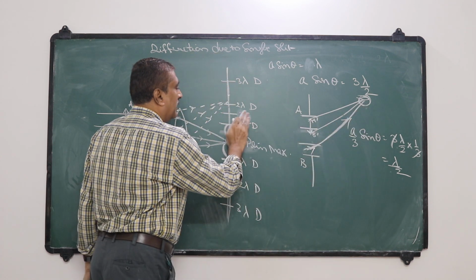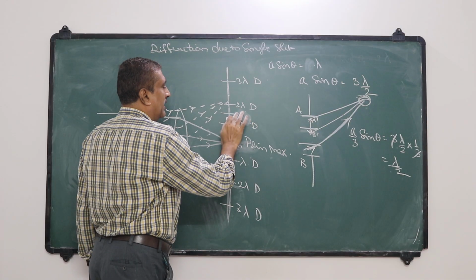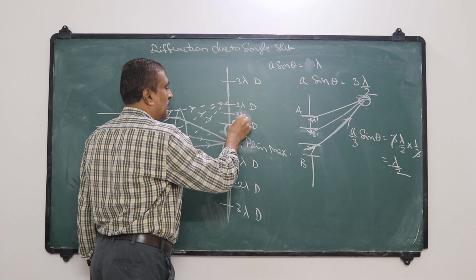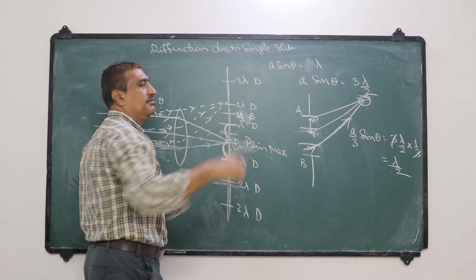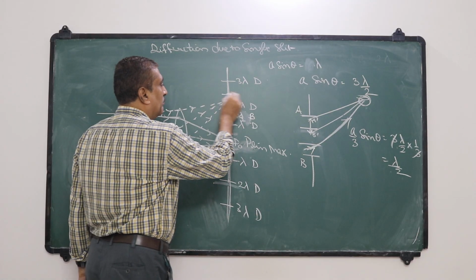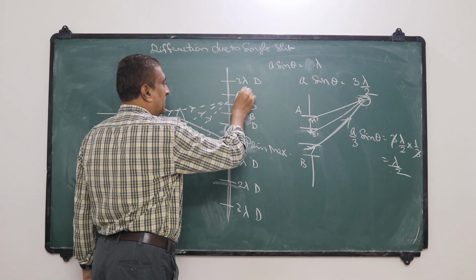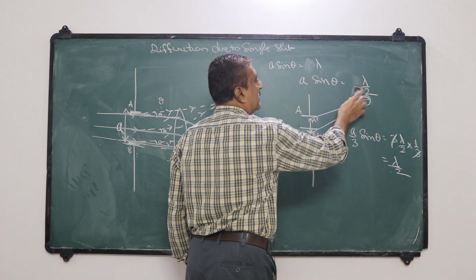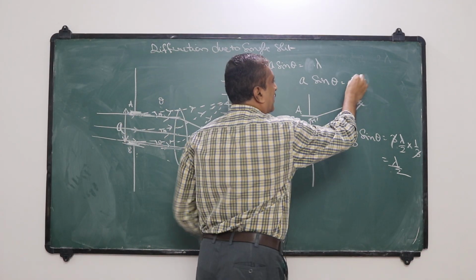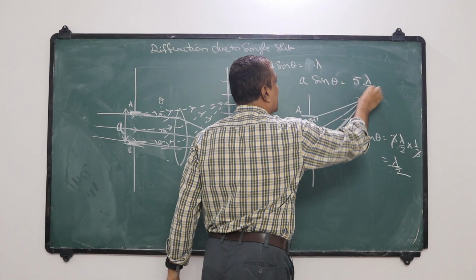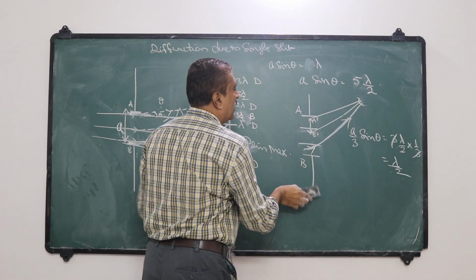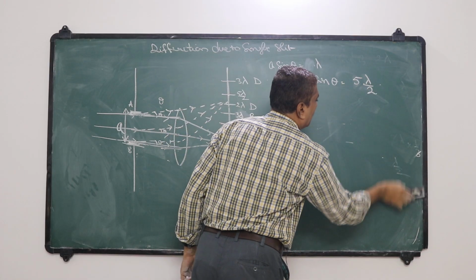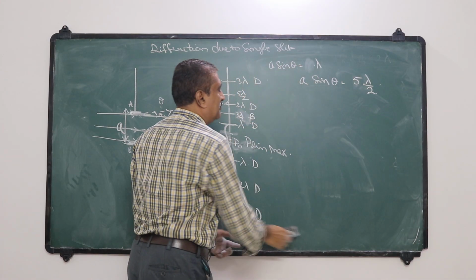So in between these two dark bands, at a distance 3 lambda by 2, we get a bright band. Now again, between the next two, the distance is 5 lambda by 2. Suppose a sin theta is equal to 5 lambda by 2. Now divide the slit into 5 equal parts.